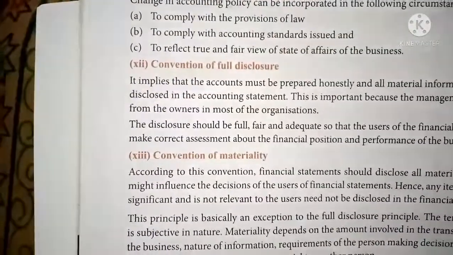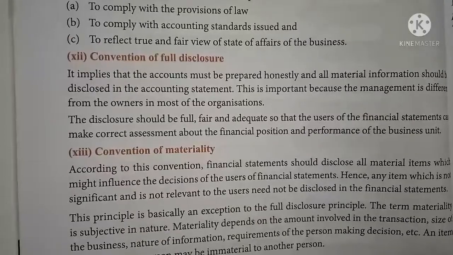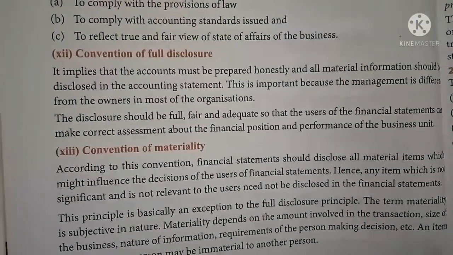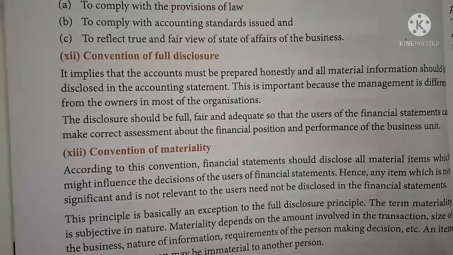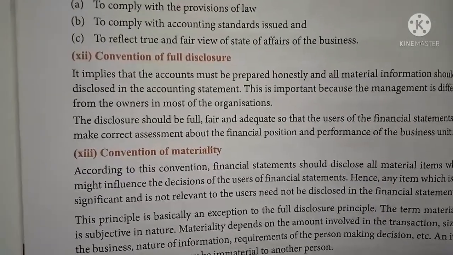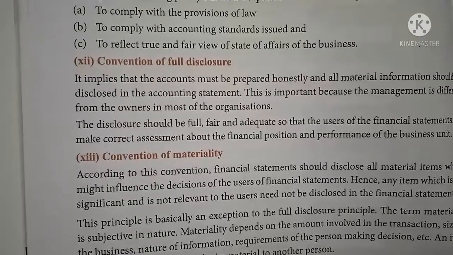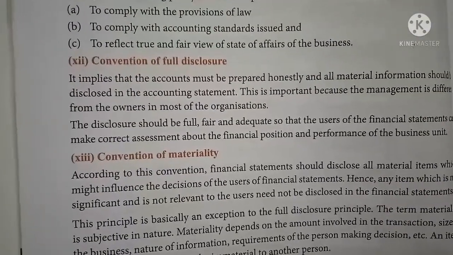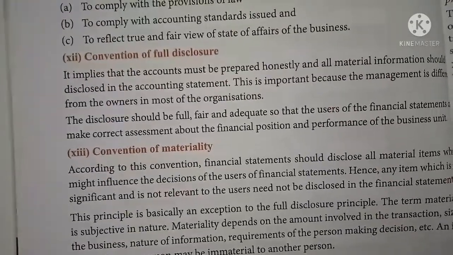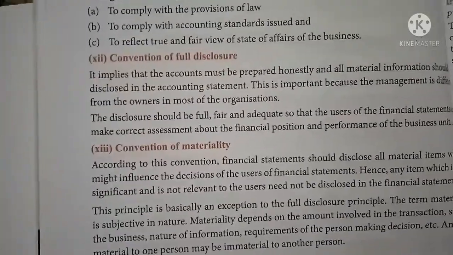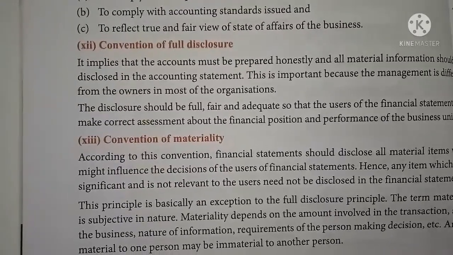Next, convention of full disclosure. It implies that the accounts must be prepared honestly, and all material information should be disclosed in the accounting statements. This is important because the management is different from the owner in most organizations. So the full disclosure concept should be strictly followed. The material aspects related to information and transactions should be given to the management for further reference. No secret profit should be taken, and false transactions should not be recorded in the books of accounts.